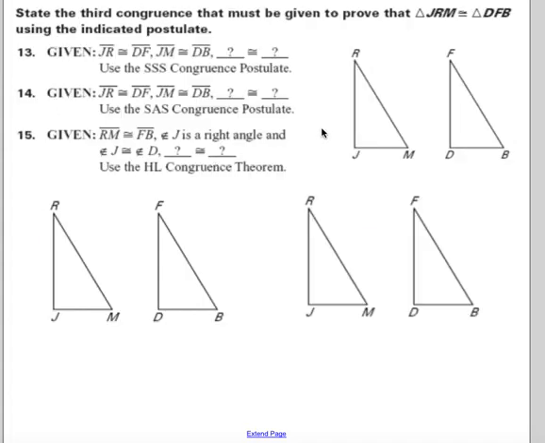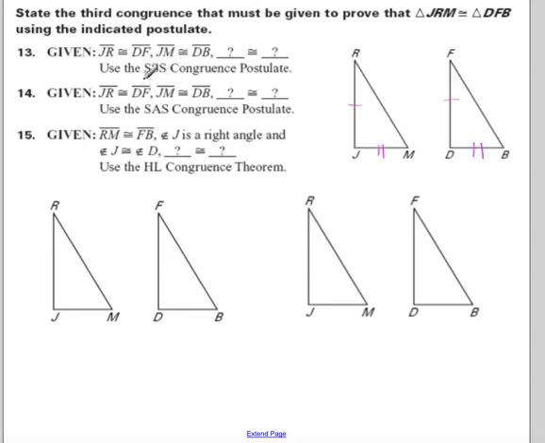Here's another one where they are giving you this information, asking you for the missing piece, and again, they may or may not draw a picture for you. I set myself up with a picture for each one, and I would always draw these out for myself as I work these problems. It says that JR is congruent to DF, so I'm marking them congruent. It says that JM is congruent to DB.